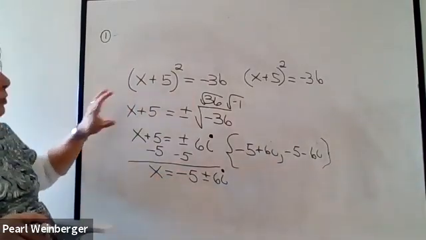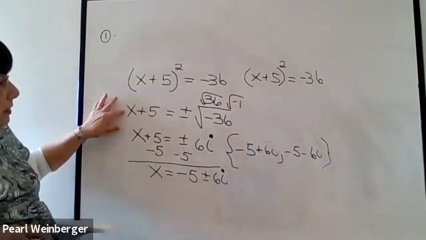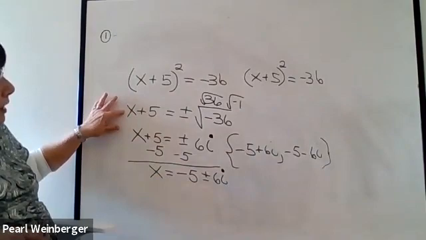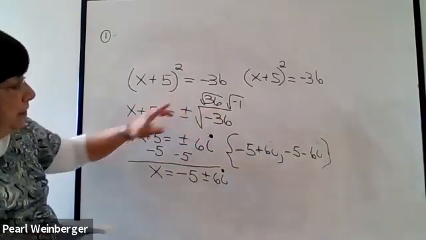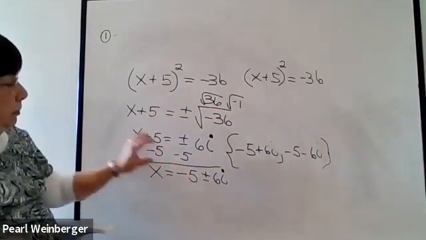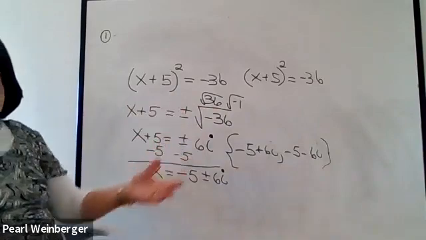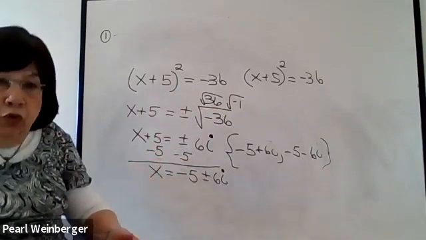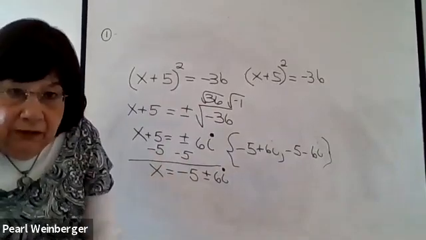Notice it involves just 2 or 3 steps. Step number 1, taking the square root of both sides. Step number 2, simplifying the radical. And step number 3, bringing the number that's next to the x to the other side. It's called the square root method. Are there any questions about this?